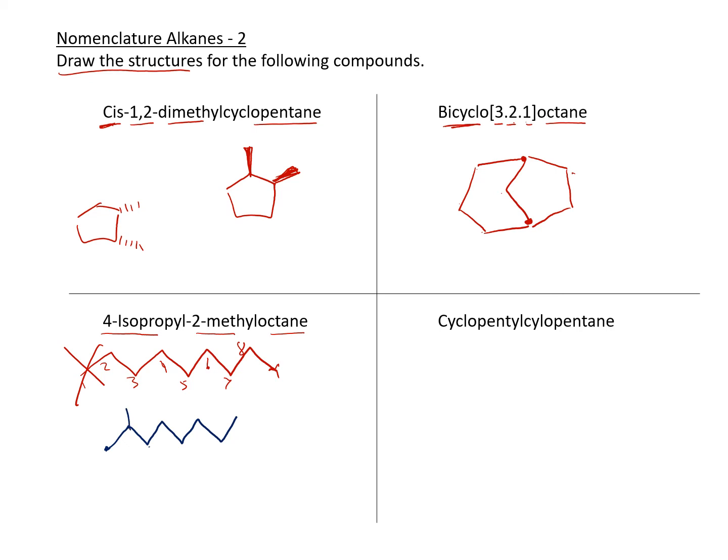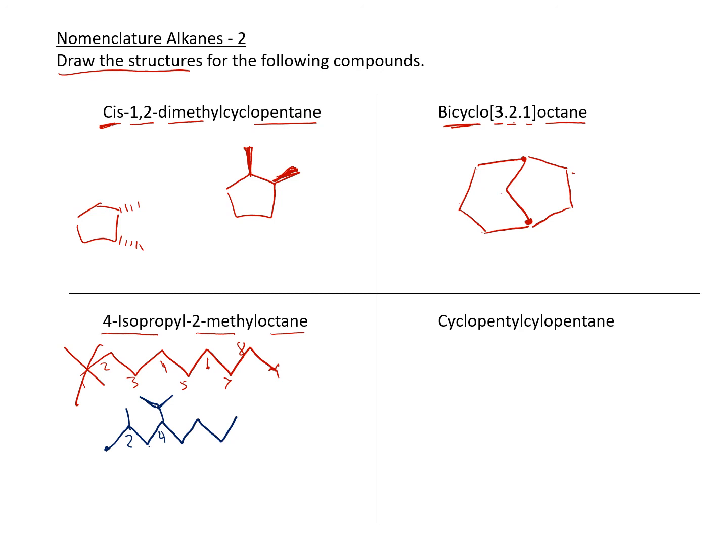And so then on the 4th carbon, this was the 2 carbon. So on the 4th carbon, we have an isopropyl group. You have to memorize what your isopropyl group and propyl groups and butyl groups are so that you can do all of this. But anyhow, that is the structure of 4-isopropyl 2-methyl octane, and that's that.